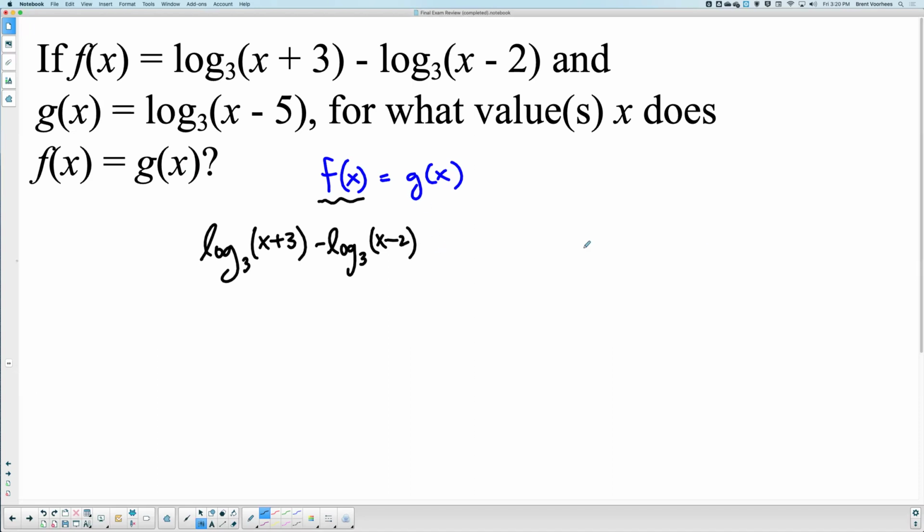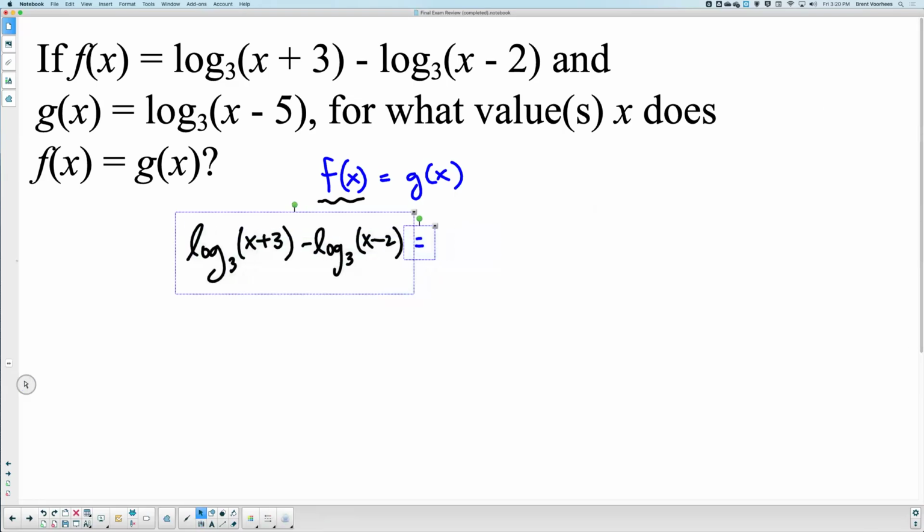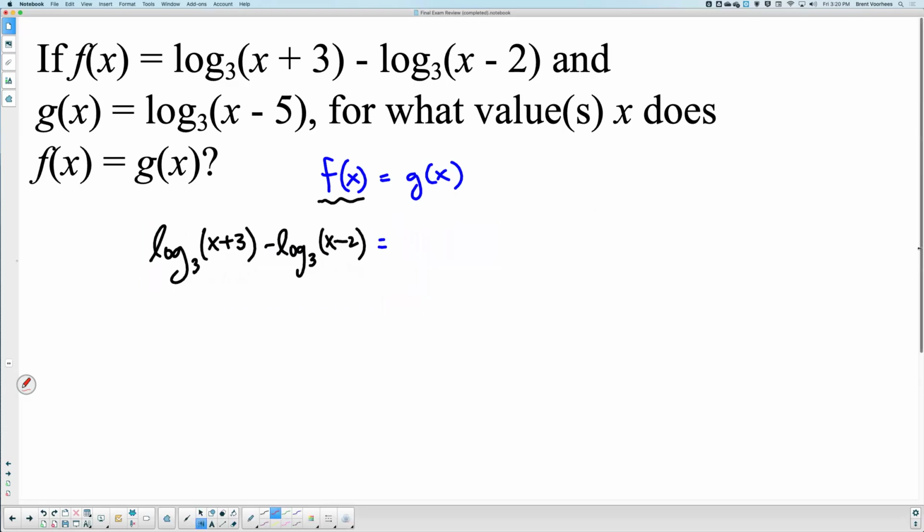And g of x, let me slide this down so it's lined up. G of x, I'll represent here in red. G of x is here, that is log base 3 of x minus 5. So I've substituted for the f of x, I've substituted for the g of x. Now these are set equal to each other. And so to solve with logarithms, you have to isolate the logarithms on each side of the equation, which means these two logarithms need to become 1.